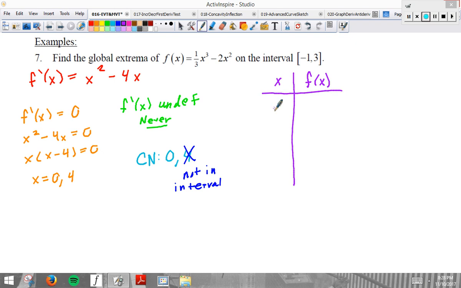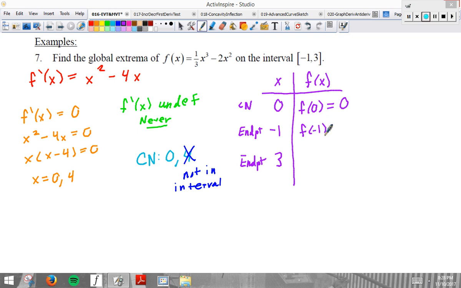So we will want to check what 0, our only critical number, again, -1, an endpoint, and 3, an endpoint. So we want to make sure we always check the endpoints and the critical numbers. F of 0 is 0.